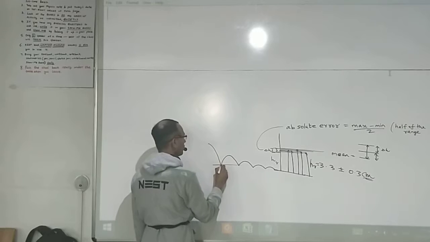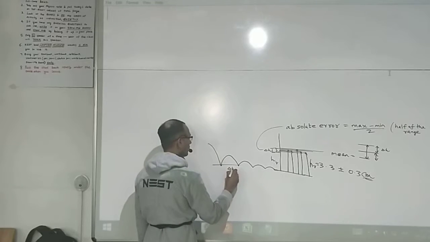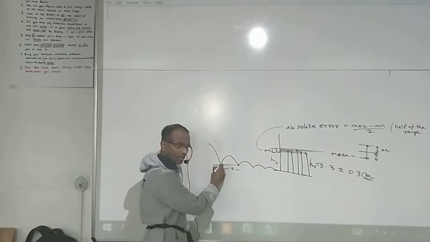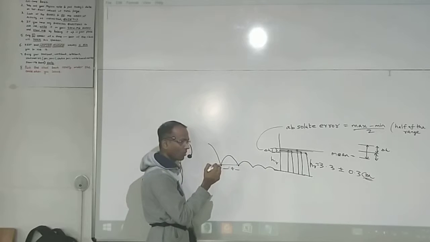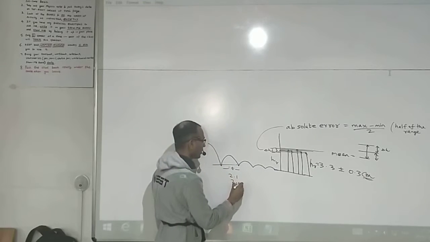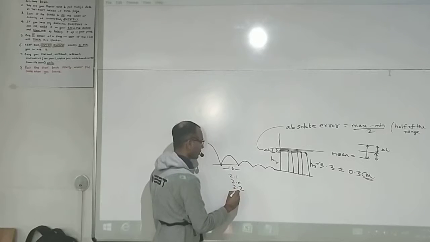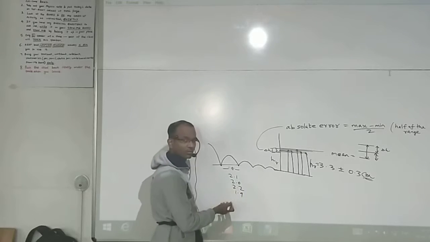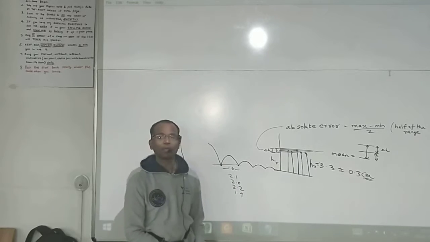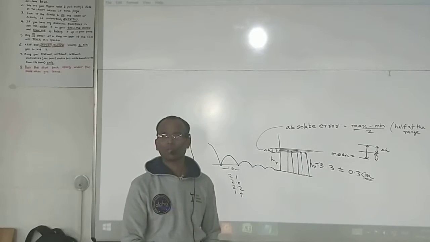So between this point and this point, you have delta t, the time interval between first hitting the ground and the second time. Using a stopwatch you are measuring. First time you may measure 2.1, next time 2.0, next time 2.2, next time 1.9, like that. So again you will find the max minus min by 2. In Excel you will do all these calculations automatically using a formula.